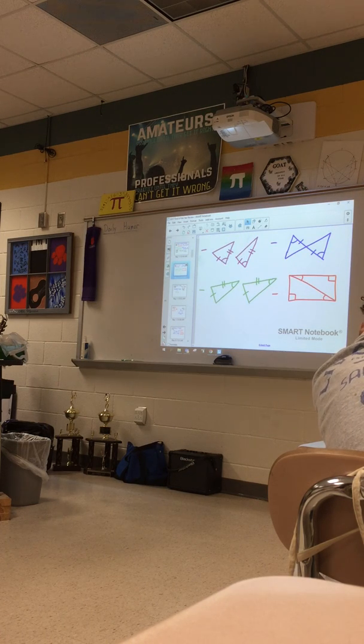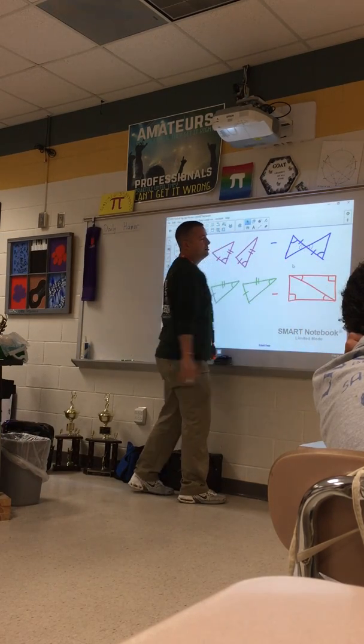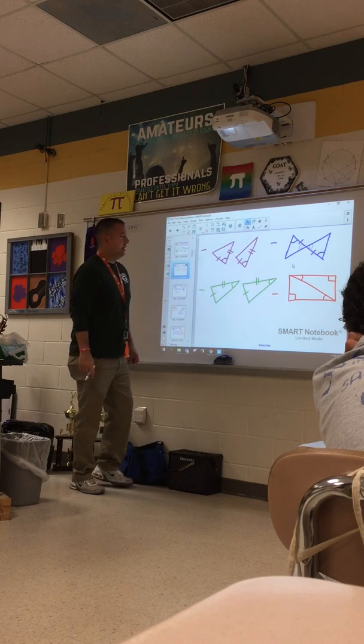The purple, how are those two triangles congruent? SAS. This one, always look to see, can I add arcs or ticks to my diagram? What can I add to that one? Angles in the middle, right, for vertical angles. So these two angles are the same, so those two triangles are congruent by ASA.